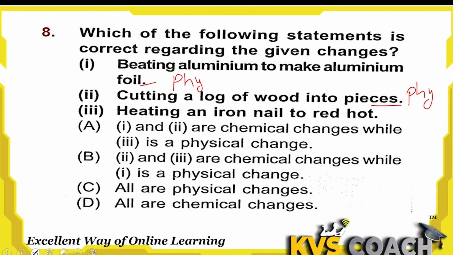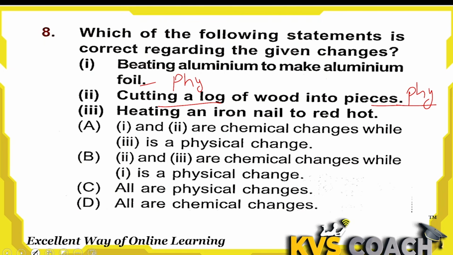But if you are burning wood, then what will happen? When you burn wood, it will become ash plus carbon dioxide plus water will release, and also the energy is releasing in the form of fire. Okay, and heat. So that is a chemical change when you burn wood. But here you are cutting a log of wood, not burning. So this is only a physical change.